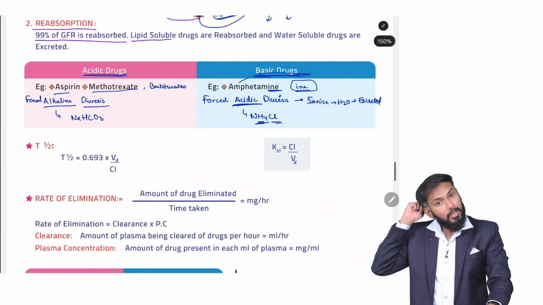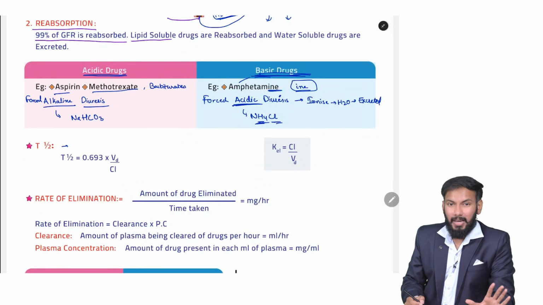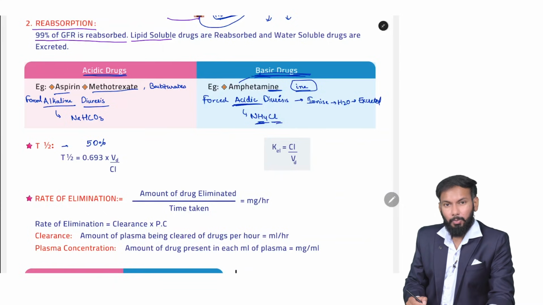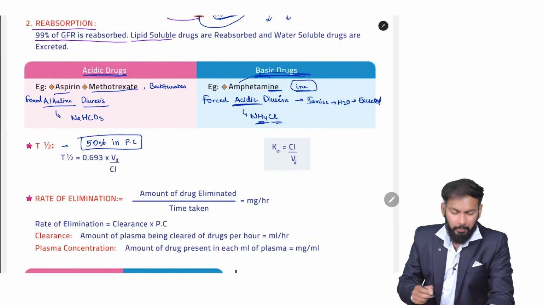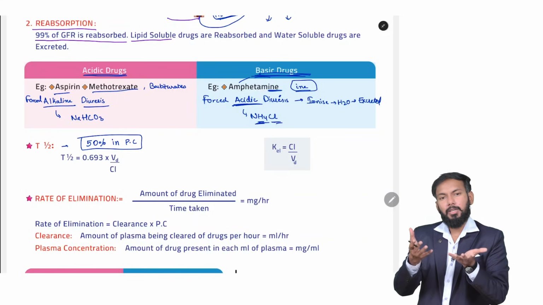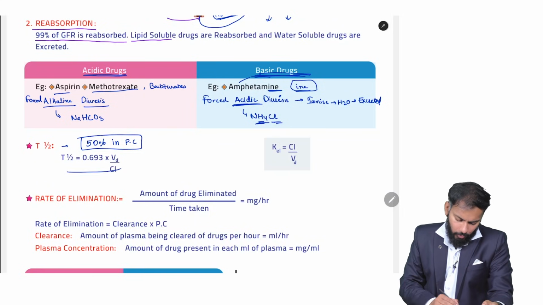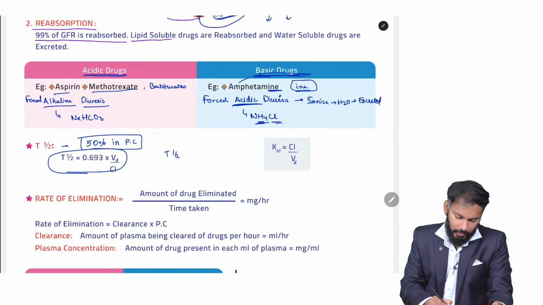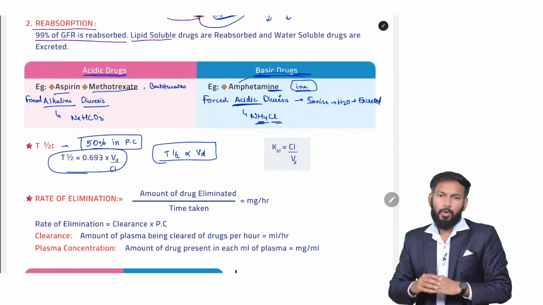Now, if you understood this much, next is T half. T half is the time taken by the drug to become 50 percent in plasma concentration. So how much time it takes for the drug to become 50 percent is what is known as T half. There is a formula. If you want to remember this, try to understand with the basics. T half is directly proportional to volume of distribution.